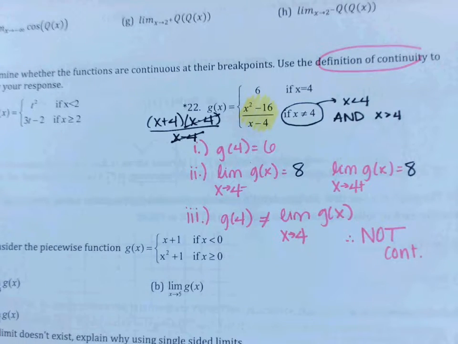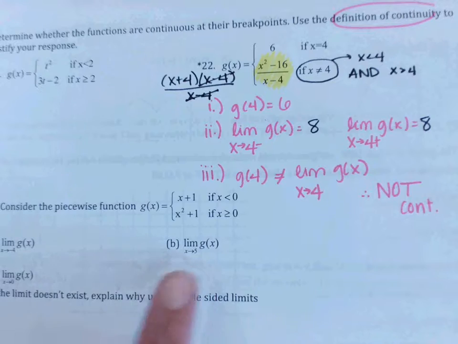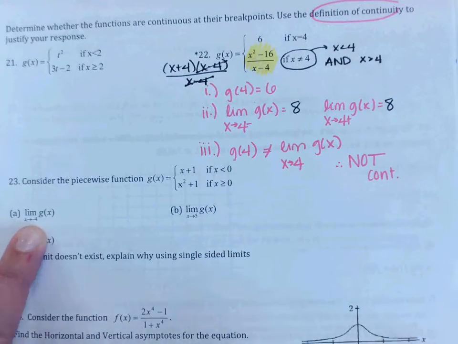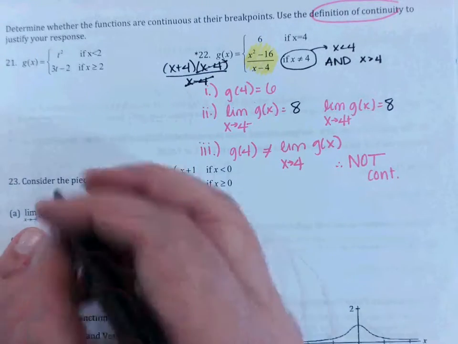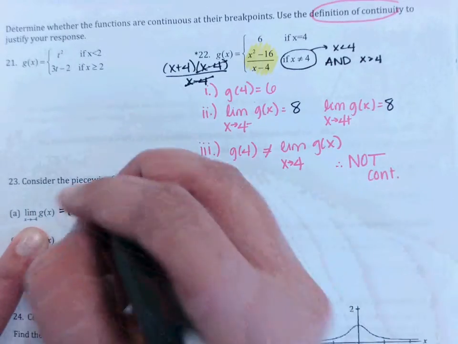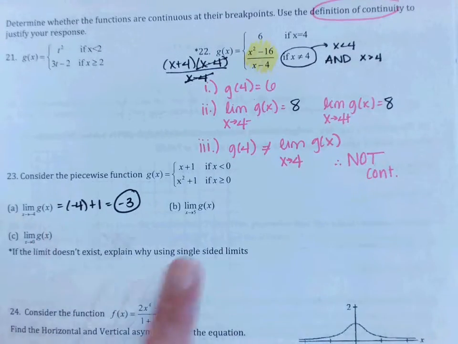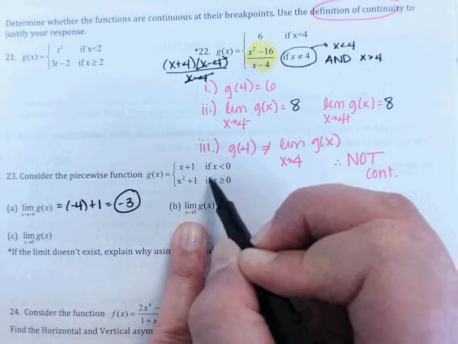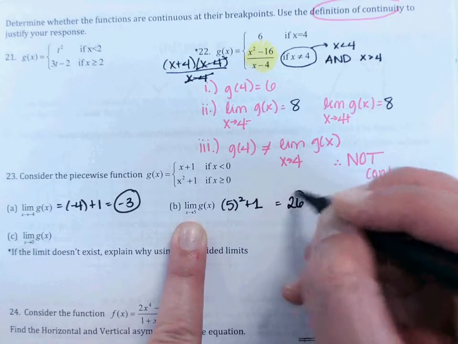Okay, number 23. If I'm trying to find the limit as x approaches non-breakpoint values, you only plug into that part of the piecewise. So for example, if I was trying to do 23 part A, x is approaching negative 4, where do I plug in? Top or bottom? Negative 4 is less than 0, so I plug in on top only. That'd be negative 4 plus 1, which is negative 3. What if I wanted x to approach 5? 5 is greater than 0, so I'd plug into the bottom. 5 squared is 25, plus 1 is 26.